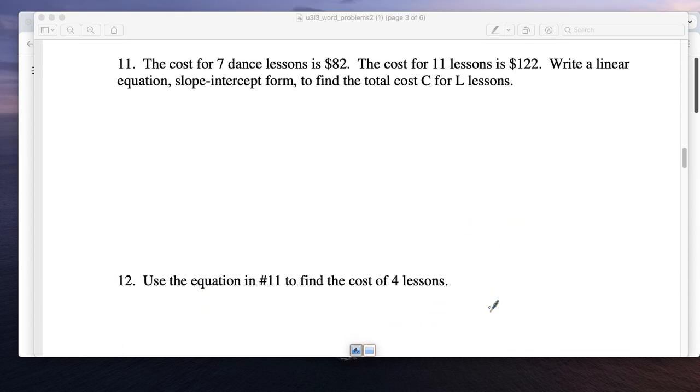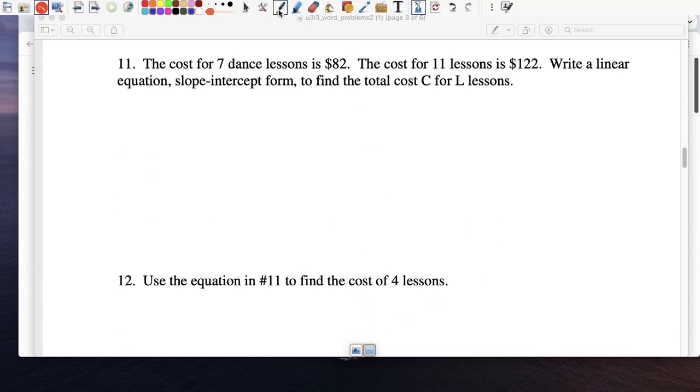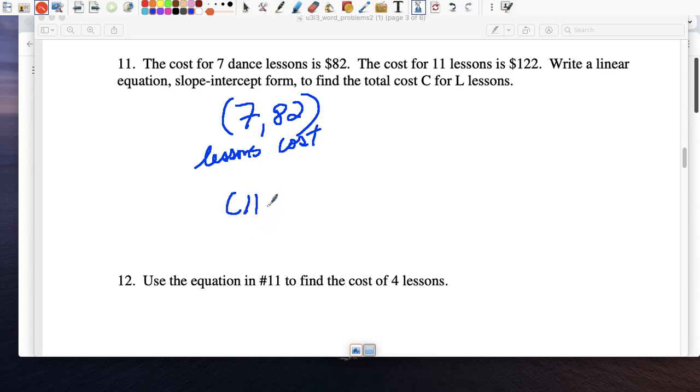The cost for dance lessons: 7 dance lessons, 82. So basically, this is what you have, 2 points. This is the cost, and this is the lessons. The other point is that when you get 11 lessons, you pay 122. Again, lessons and cost. So instead of just giving you the points 7, 82, 11, and 122, they gave you a little story with it.